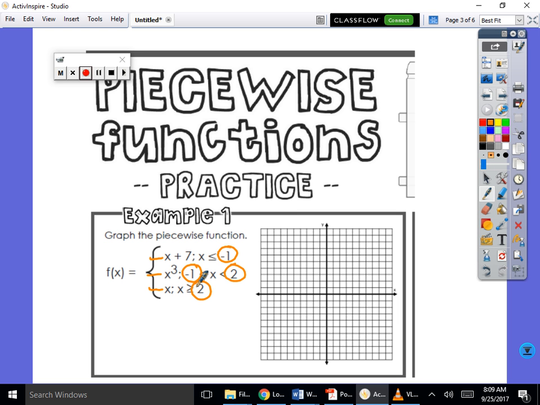I am going to give you 3 minutes. You make your table, plot the 3 functions on this one grid. Good?